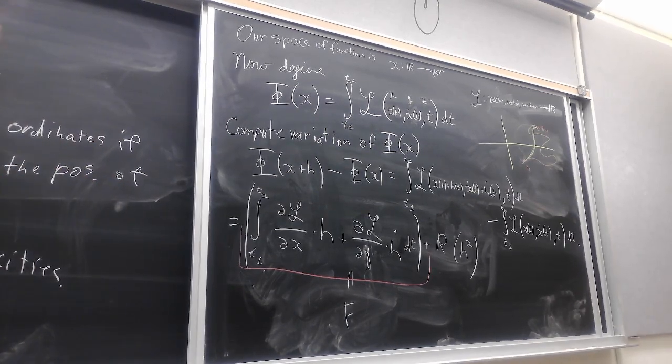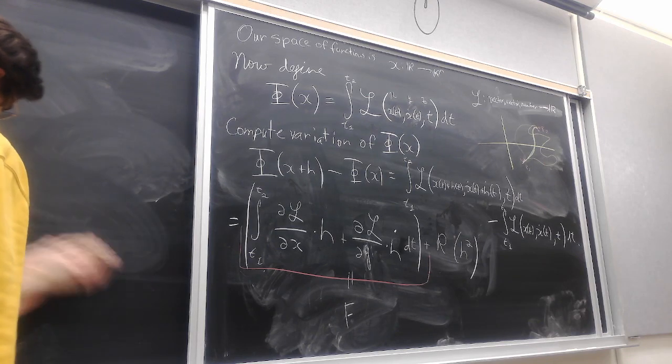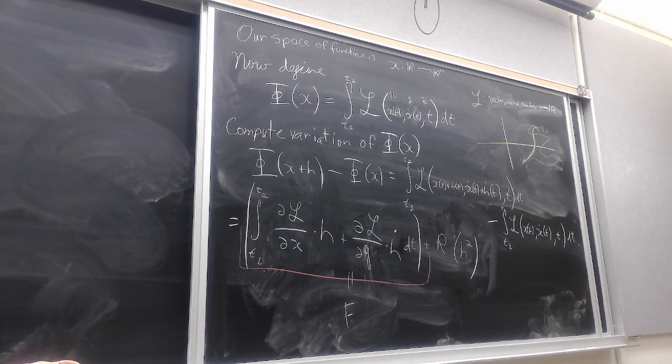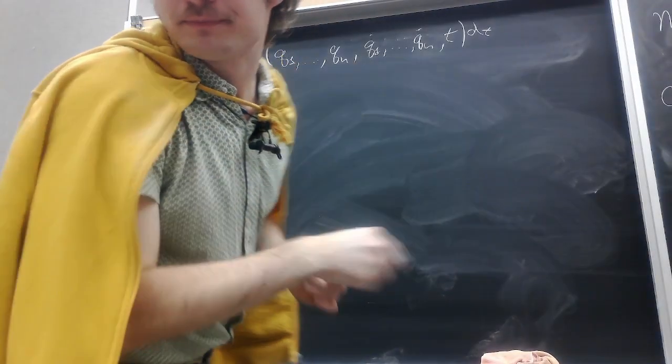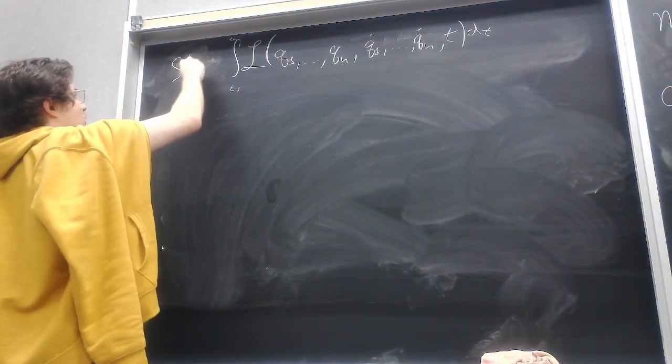Right, so our function, we had S is equal to the integral from T1 to T2 of the Lagrangian of Q1 up to Qn, Q1 dot up to Qn dot, T, dt. And this was a functional S, which takes Q of T as input.